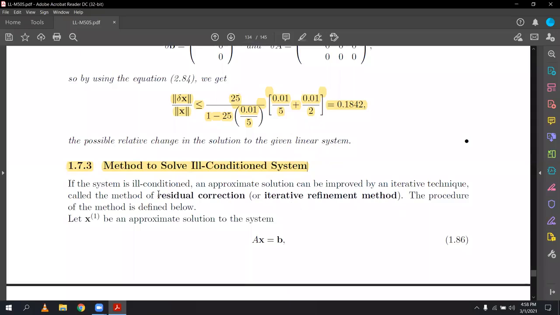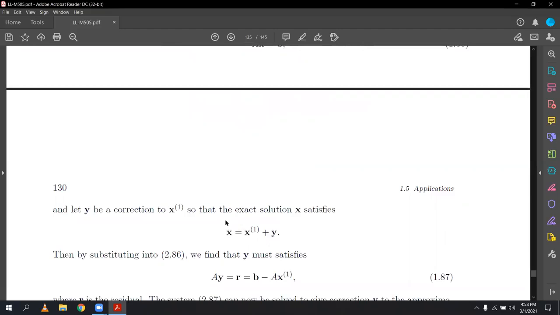That method is called the residual corrector method, or sometimes iterative refinement method. What will this method do? It makes your poor approximation of the ill-conditioned system better and better, coming closer and closer to the exact solution. This is the beauty of this method, and it is a very simple method.